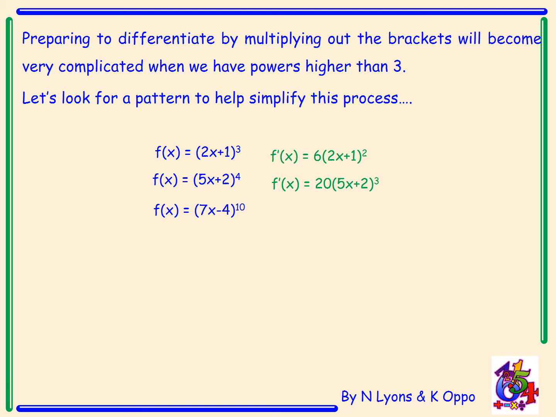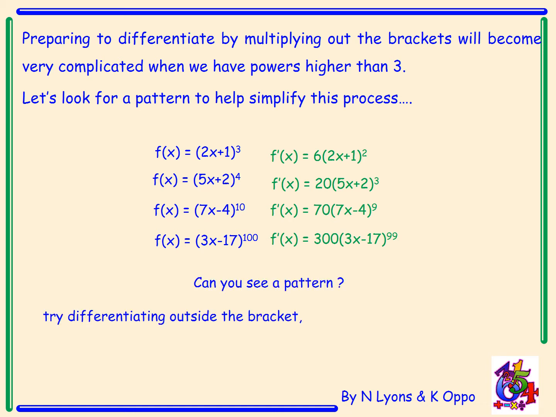Another one, if f(x) = (7x - 4) to the power 10, f dash x = 70 times (7x - 4) to the power 9. Another one, f(x) = (3x - 1) to the power 100. Definitely can't multiply out those brackets. I'm telling you that f dash x = 300 (3x - 1) to the power 99. Can you see a pattern evolving? Can you work out what possibly we could do here? What is the chain rule?